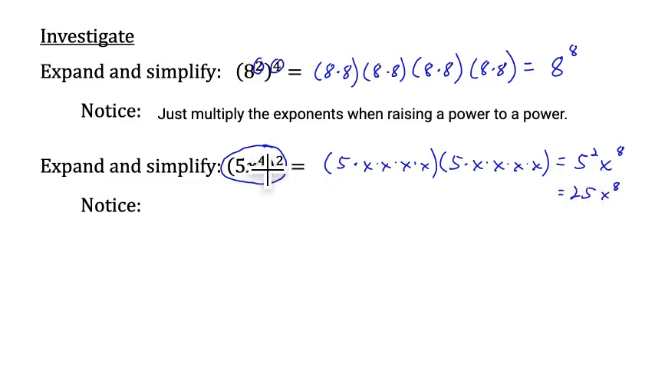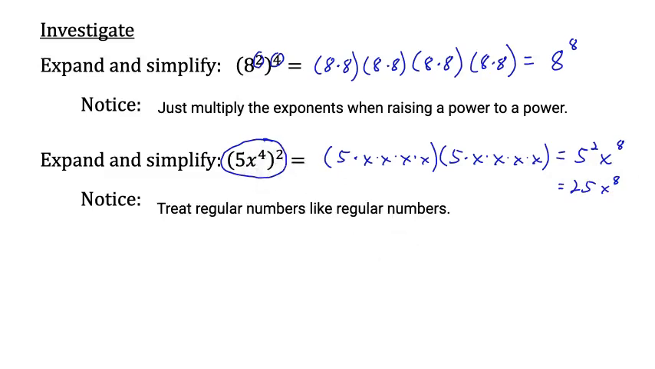But then we use the power to a power rule to get x to the 8th power when we multiplied those exponents. So the main thing I'd like you to notice here in a situation like this is to treat regular numbers like regular numbers. That's just 5 squared, which is 25. Then we use the exponent rules for the x to the 4th raised to the 2nd power.